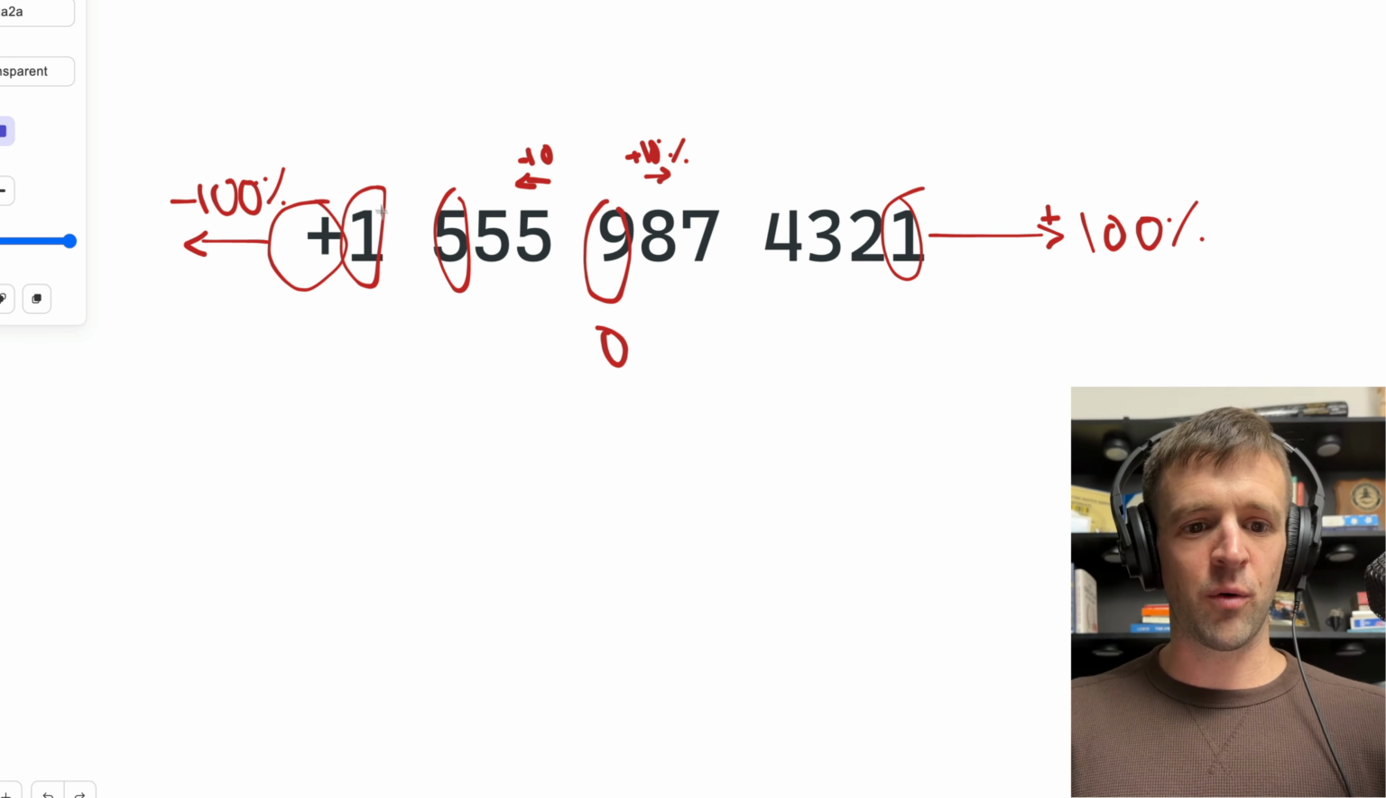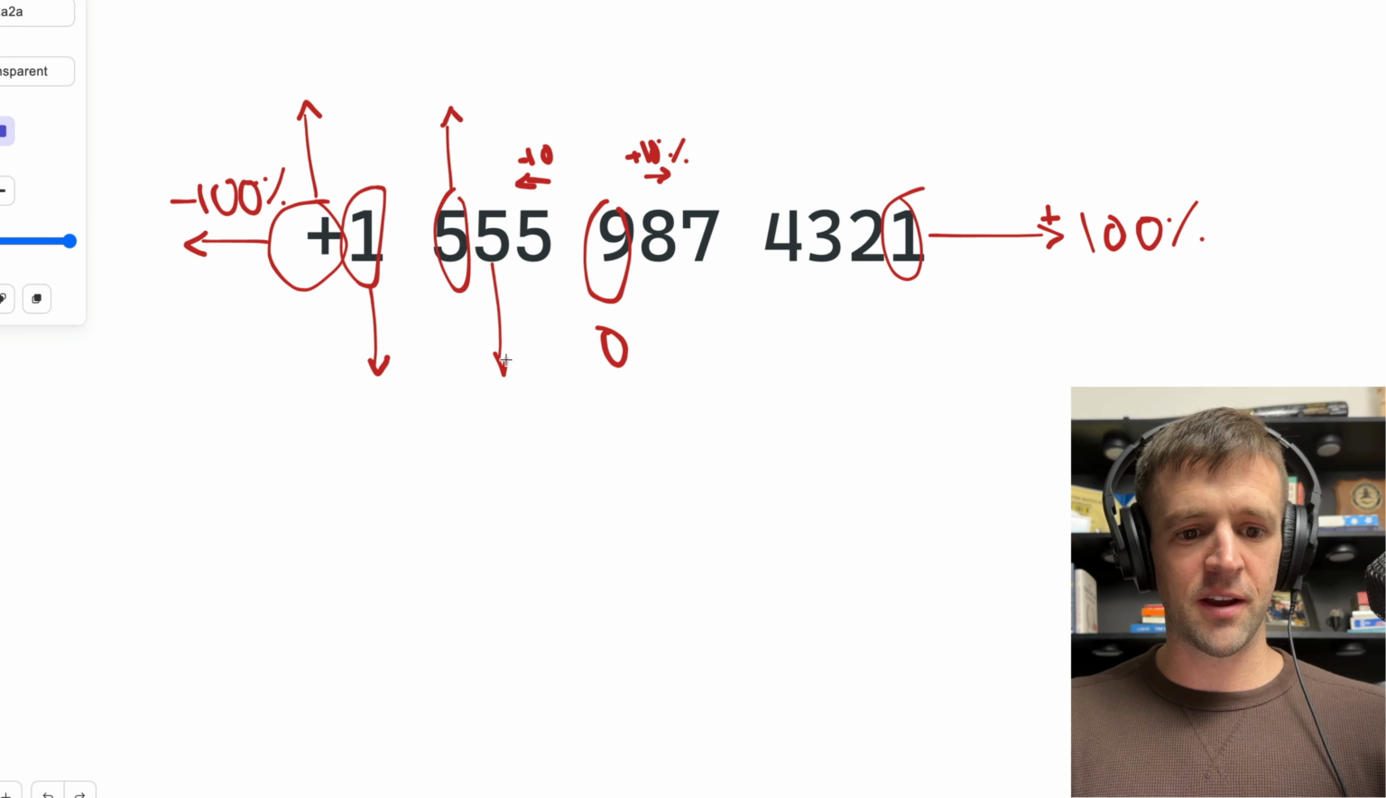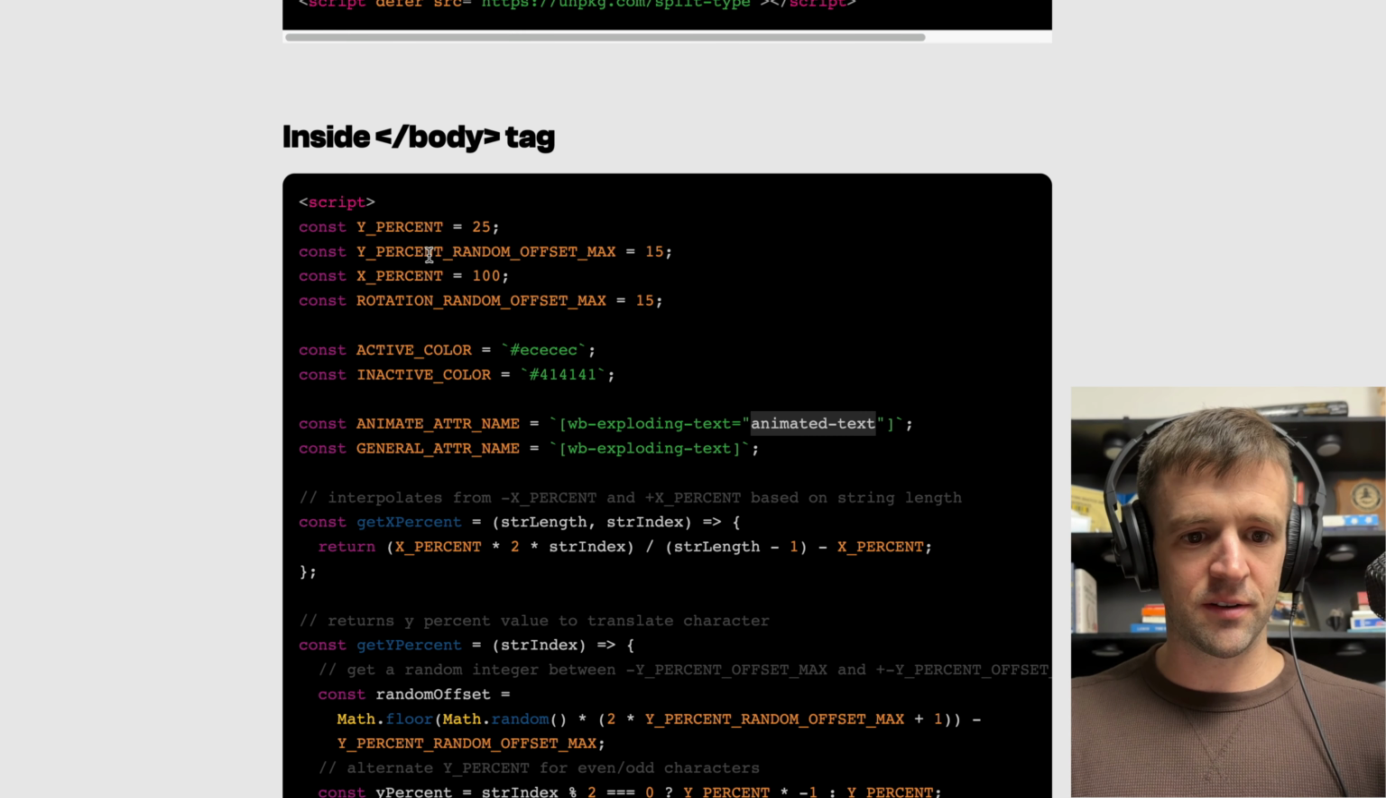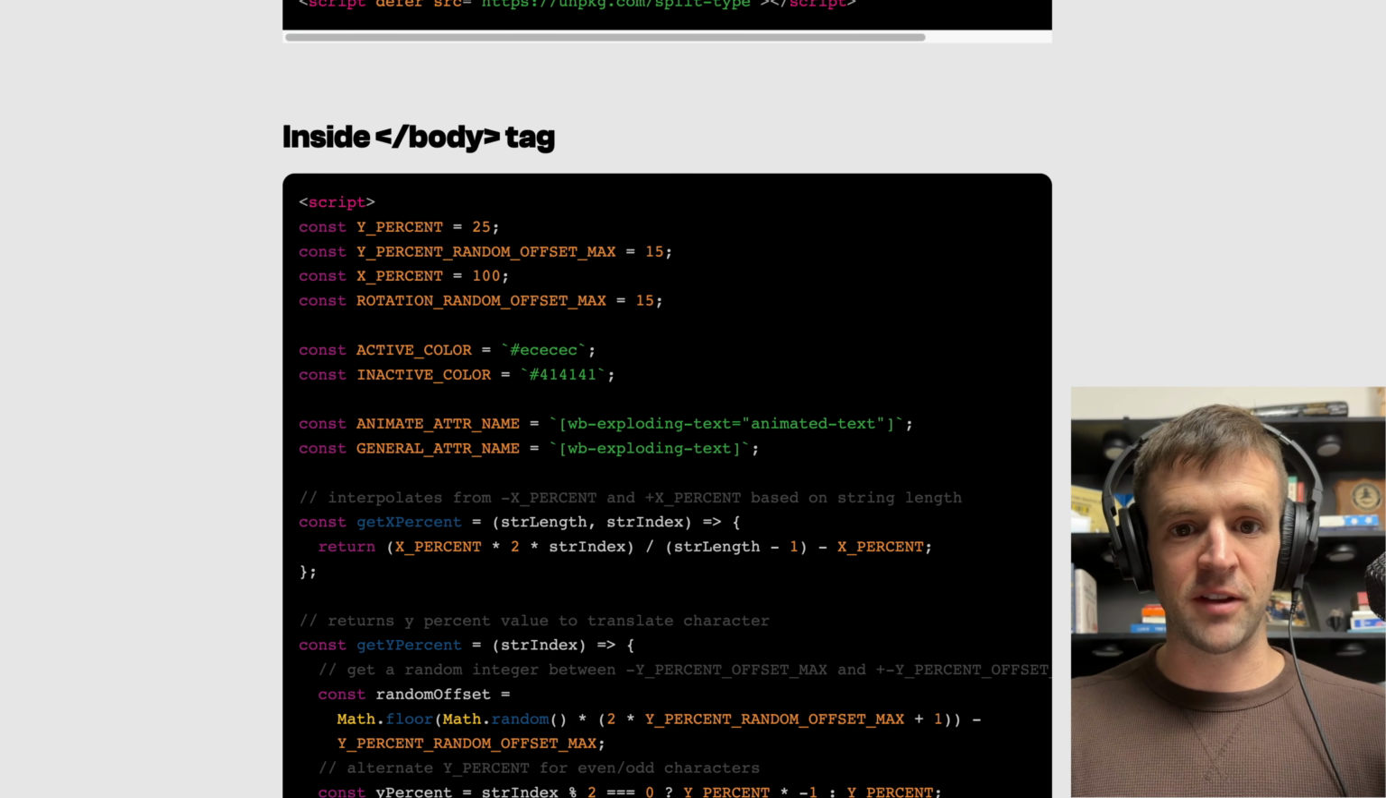And then the Y, we're alternating for each character. So for this one here, the Y, we want it to go up, and this one here, we want it to go down, and this one here, we want it to go up, and this one here, we want it to go down. And I don't interpolate or anything like that. What I do is I'm offsetting by, I think, 25% to start. So Y% starts at 25%, and then there's a random offset being applied of 15%.